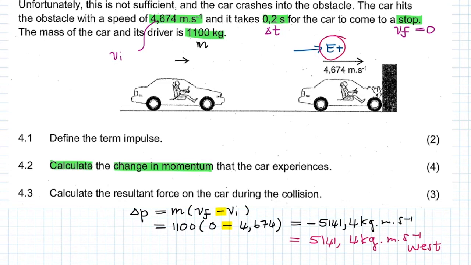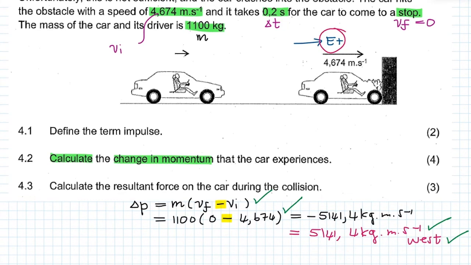You will probably obtain 1 mark for your formula, 1 mark for substituting, 1 mark for the magnitude and SI unit, and 1 mark for the correct direction. So grade 12s, please do not forget your direction. The next question says, calculate the resultant force, that is F net of course, on the car during the collision.